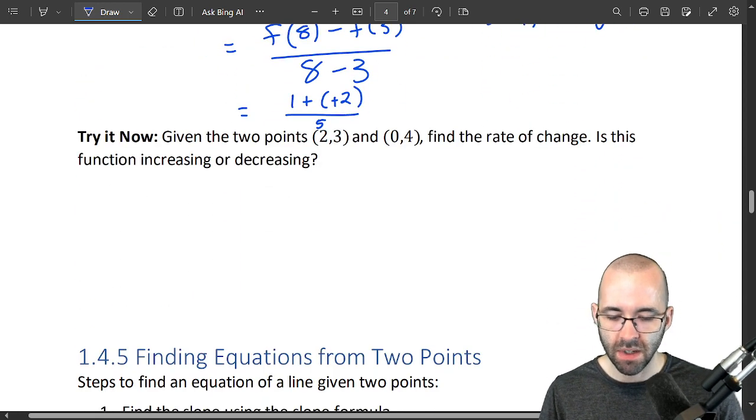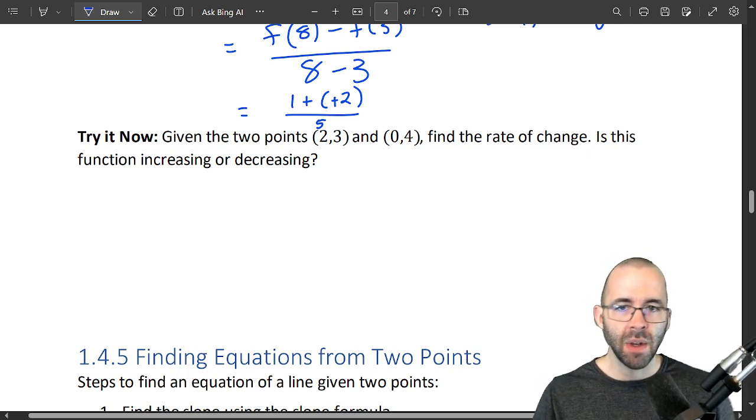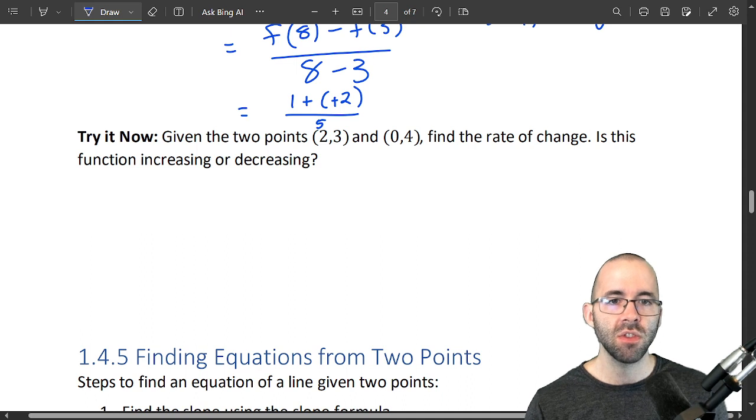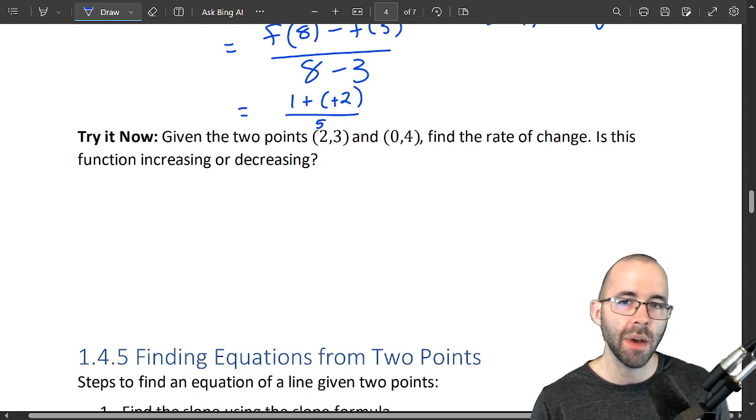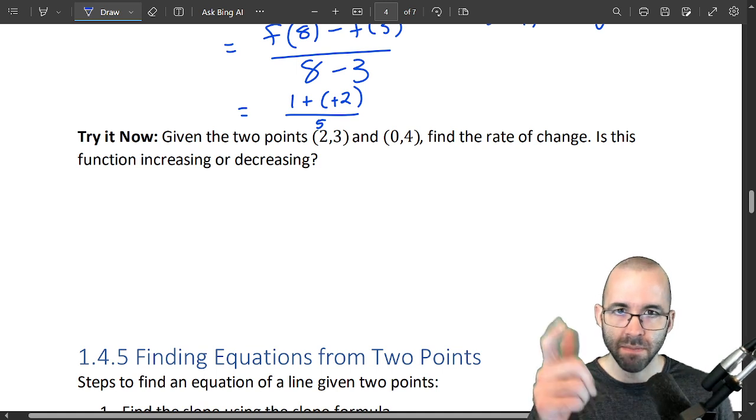Now it's your turn. Pause the video and do basically the same thing. We have 2 points. Find the rate of change. And let's see, we're talking about a line. And then ask whether this function is increasing or decreasing. Pause. Go.